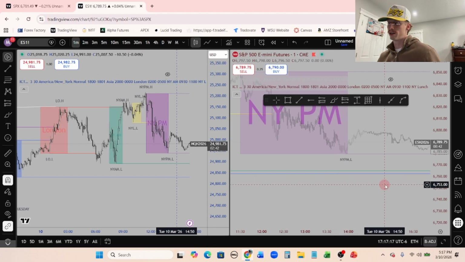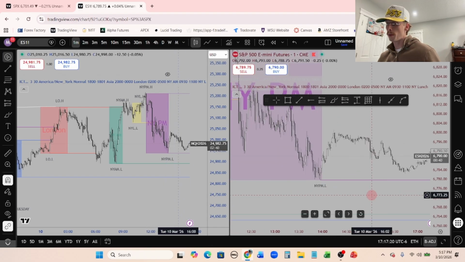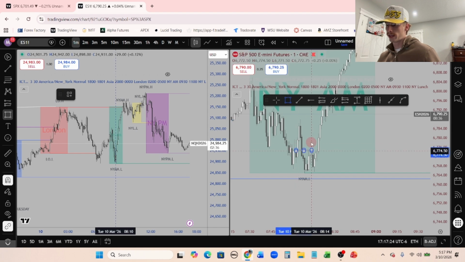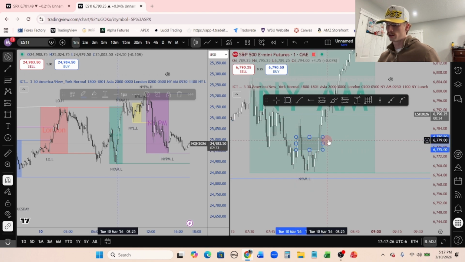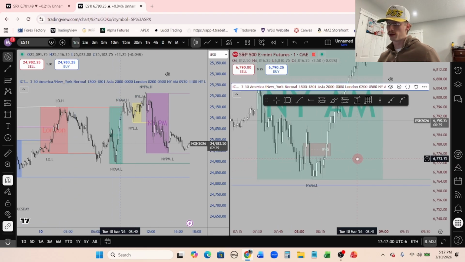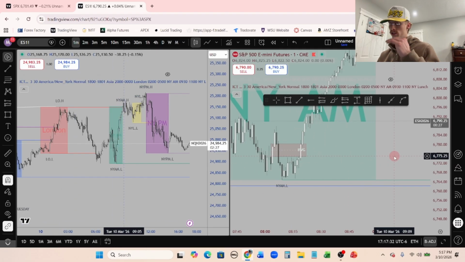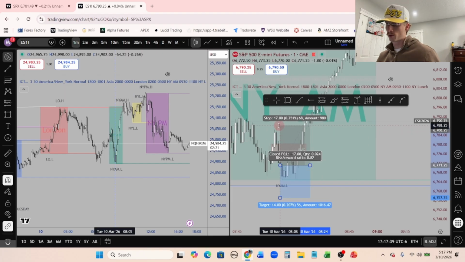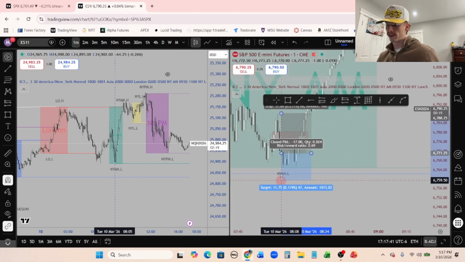I don't remember exactly the time that I took it, but I noticed this little 1 minute gap form to the upside, and then we came back down and inversed it pretty quickly. However, because I woke up late, I literally just hopped right onto my phone and I took a late entry. So my entry was like this, with a big stop loss, and my take profit was just these Asian lows.